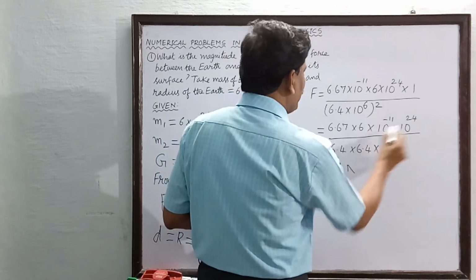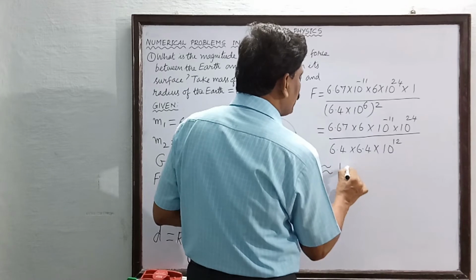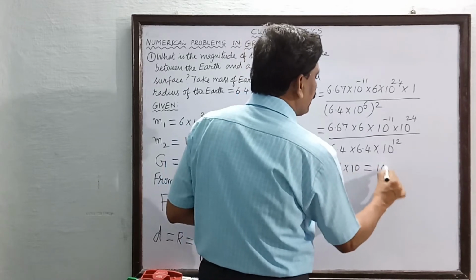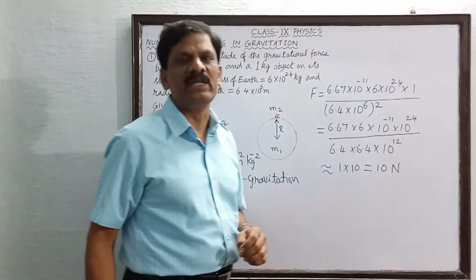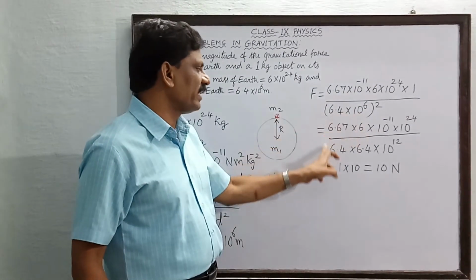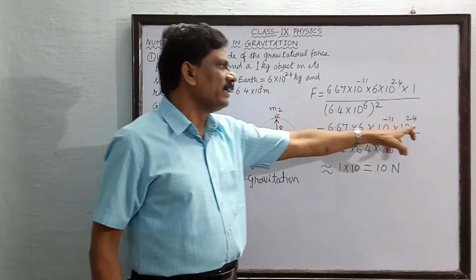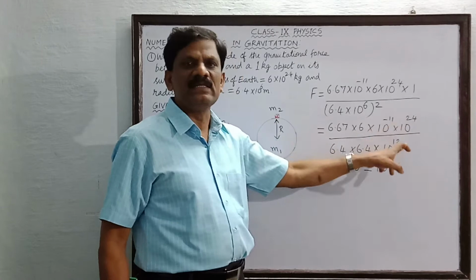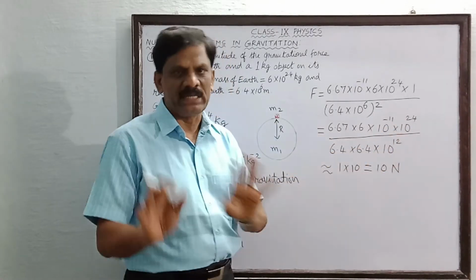That is 1 into 10. 1 into 10, that is equal to 10 Newton will come. This is the answer. Approximation I am telling you, that's all. So this fraction will be nearly equal to 1. And 10 power 24 minus 23 is 10 power 1. So nearly equal to 10 Newton only.